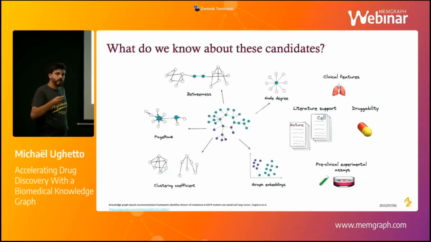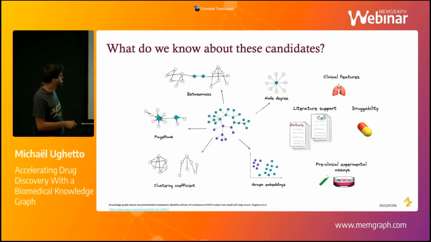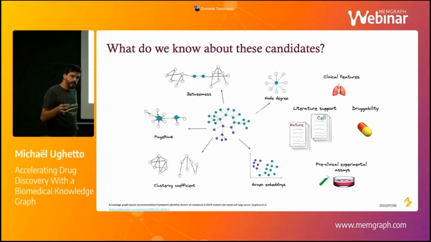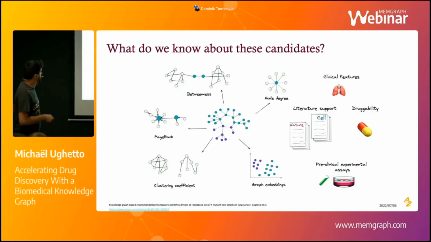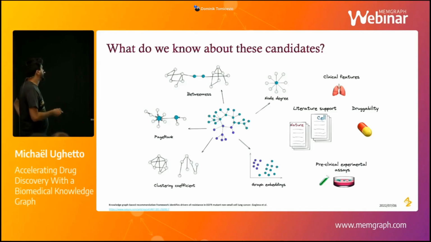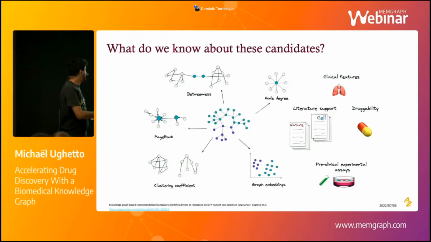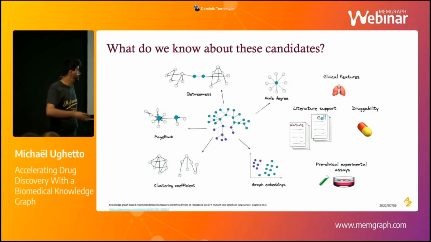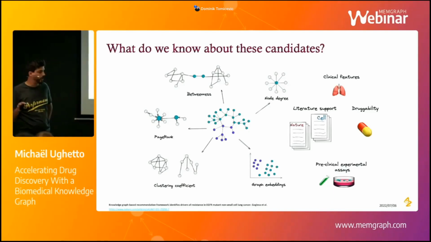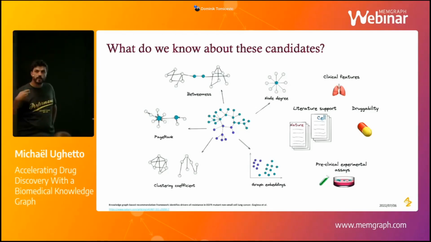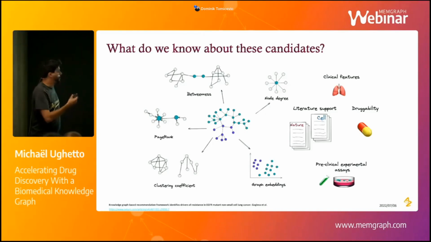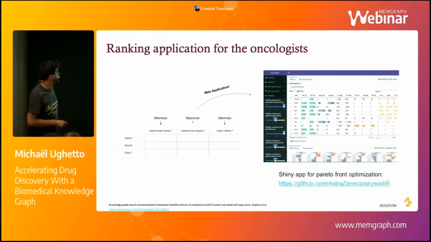What do we put into the Pareto front optimizer? It will be clinical features that are known by biologists, the literature support, is it easy to drug with druggability. There are also some preclinical studies that could help. And then we take BIKG and ask what are the degrees of node, centralities, page rank, clustering coefficient? We run some unsupervised embeddings to have some sort of local idea of the neighborhood. And all of these numbers, we use them as features in the Pareto ranking, and we see how they affect the ranking.